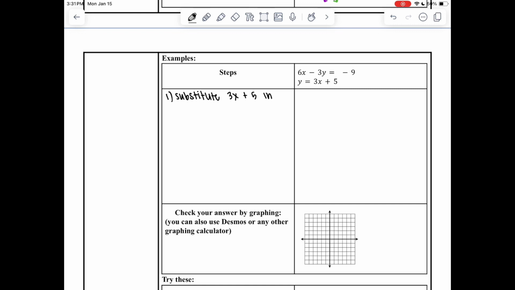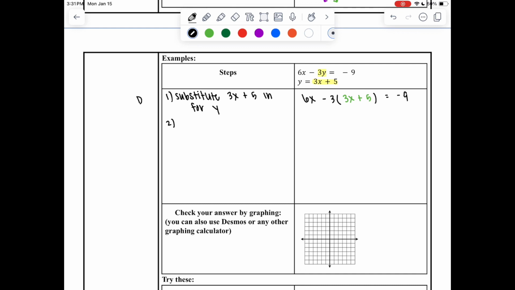And look at that, 3x plus 5. It's going to go in for y in our first equation. And what I mean by that is that if I know that y is equal to 3x plus 5, what I can do in the first equation is I can replace the negative 3y with negative 3 times 3x plus 5. And then, after I've done this substitution, look at how the equation only has one variable. There are no more y's, it's just x's. And this is a good thing to happen because that's the goal of substitution.